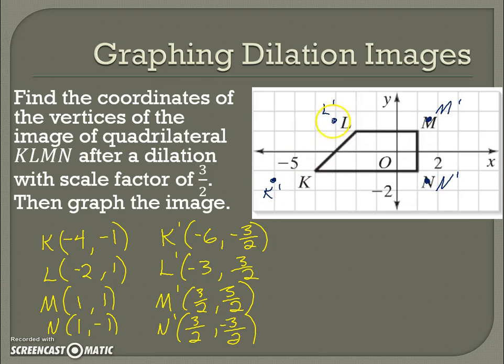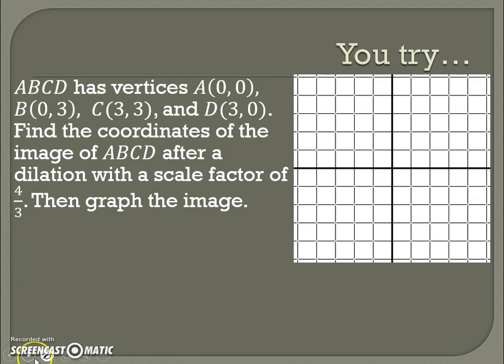Now when I connect all these points, what you should notice is that this figure looks similar to the original KLMN. Same shape, different size. That's what we're talking about when I say similar. If you use a ruler, it should come out a little bit straighter, but that's all you do with this. If you're given the scale factor, just multiply all the coordinates by that particular value. So here's one for you to try. The answer will be up in 3, 2, 1.